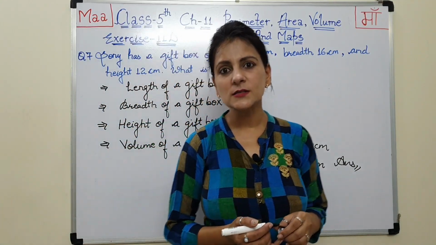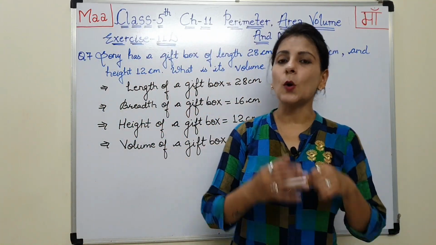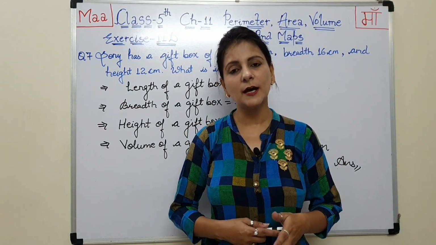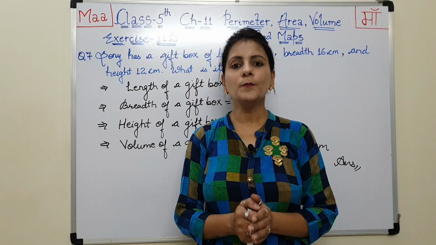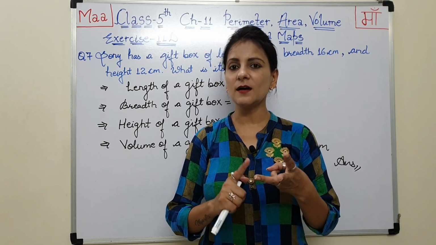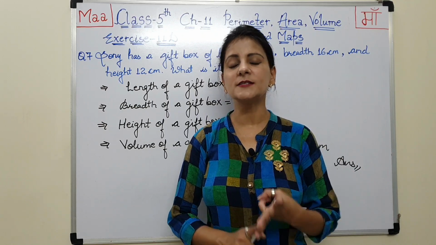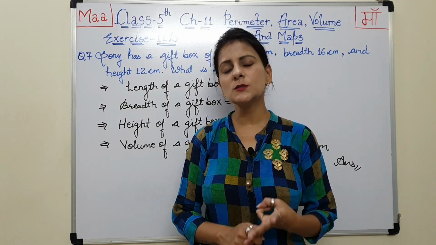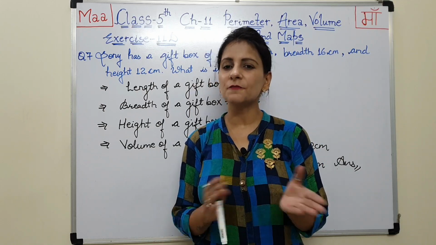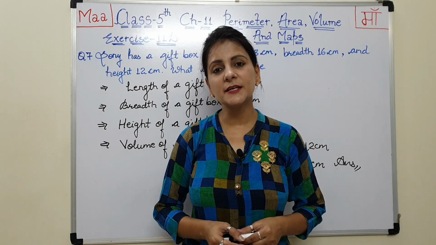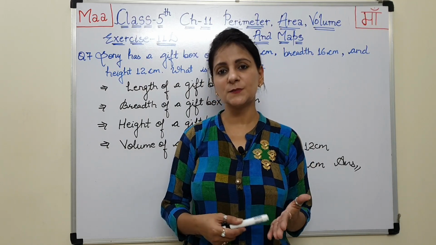Is it clear students? So here we have completed all the questions of exercise 11D. Here we have finished our exercise 11D. Now with this we have covered the topic perimeter, area and volume. Okay students, now only one topic is remaining, that is maps. There is no such questions, different exercise related to this topic map. Only some statements are given in the book which I will be explaining you.